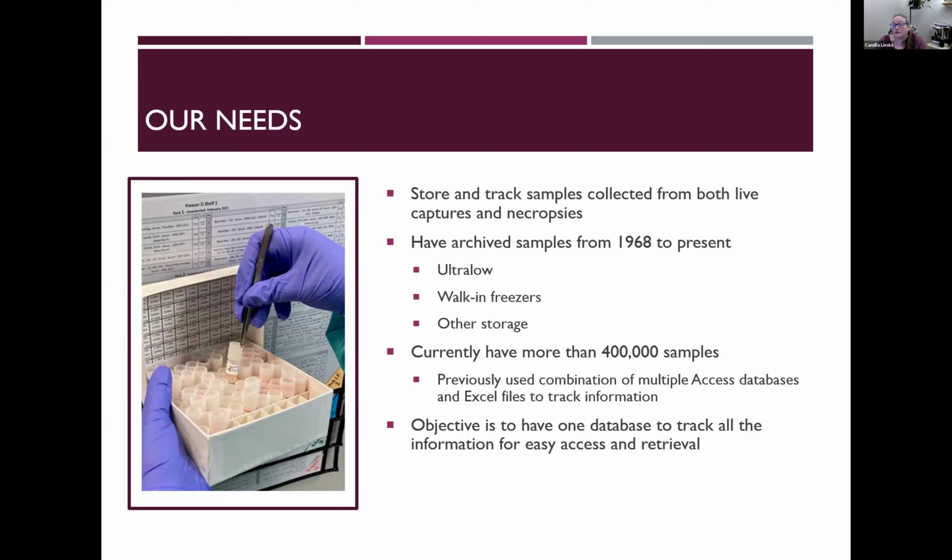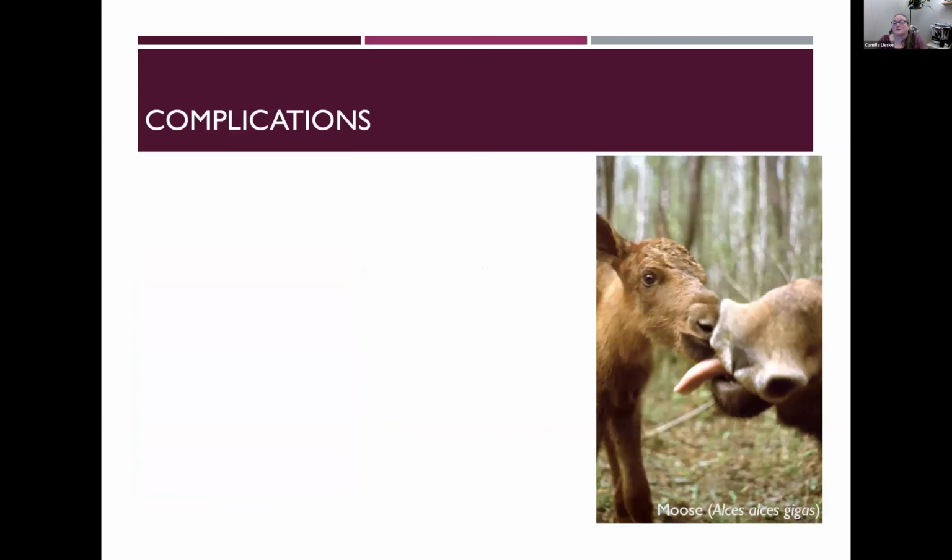So our objective has been to have one database that can track all that information for easy access and retrieval. And ideally, we would like to have those results also connected to the samples, in addition to being able to track those samples. Some of the complications and issues we have had when we have tried other programs, and this is probably one of our biggest, is that the individual identification that we have for samples can be inconsistent, and a single animal may have many different individual identifications that it's given over the years.